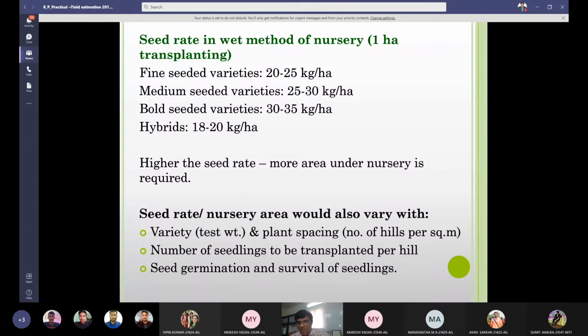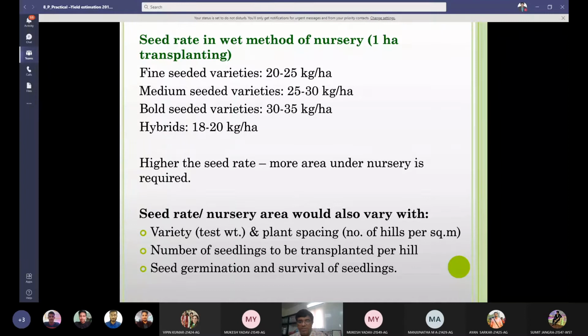Then seed germination and survival of seedling. What is the germination percentage of the seed? If germination percent is 50% in one case, and in another case it is 100%, then you will need double seed in case you have just 50% germination. So more the germination, less is the seed requirement. And survival of the seedling.